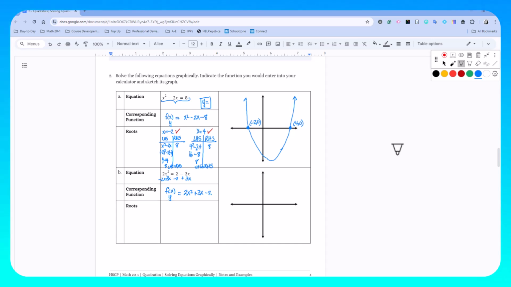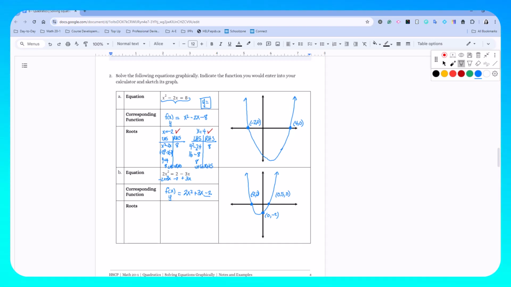minus 2. Now when I graph this one, and I won't go through the whole checking the table of values piece, it's going to kind of go something like this. Now we find that this one is still negative 2 and 0, but this one is about 0.5 and 0. And just so you know, we know this because it's in standard form. We know that y-intercept is 0 and negative 2. That's just for fun right there.